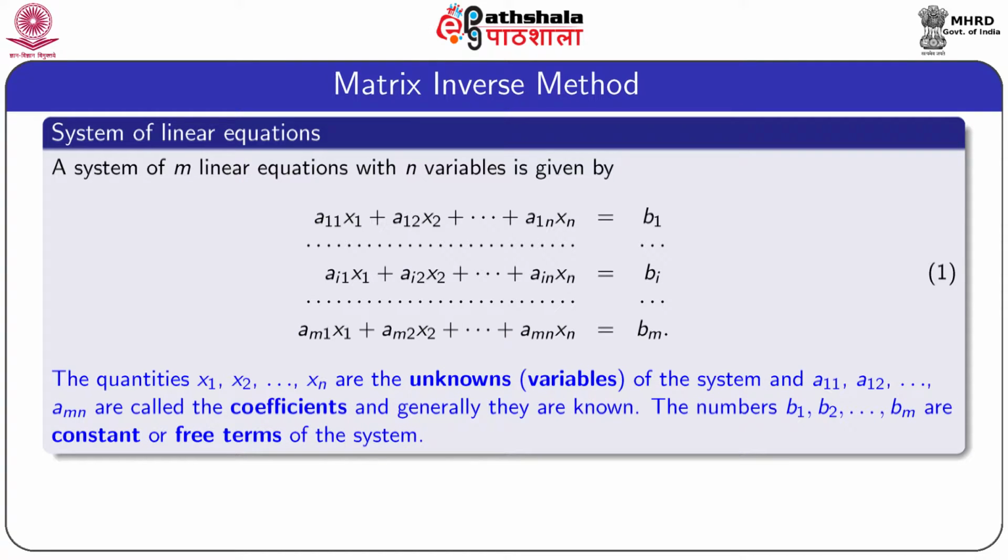The quantities x1, x2, up to xn are called the variables or unknowns of the system, and a11, a12 up to amn are called the coefficients of the system, which are generally known quantities. The numbers b1, b2, up to bm, which are present on the right hand side of the equations, are generally constants or free terms, and this is called the right hand constant.